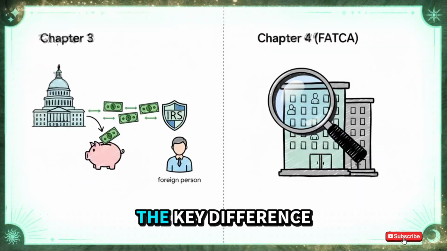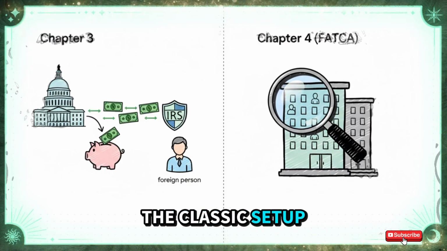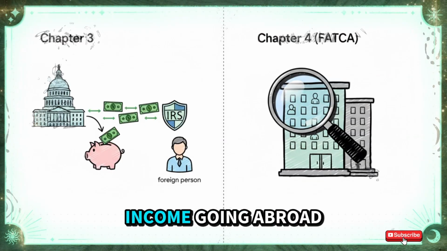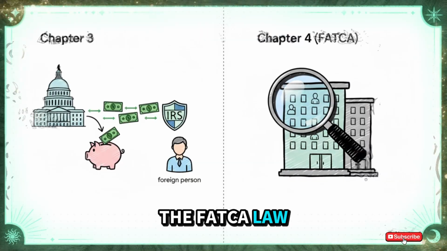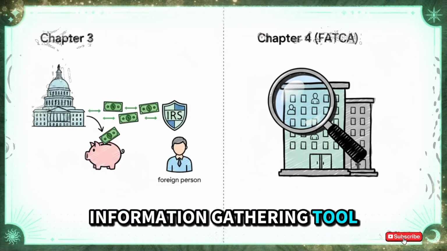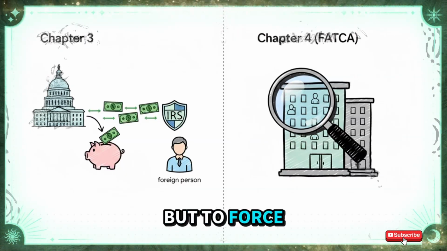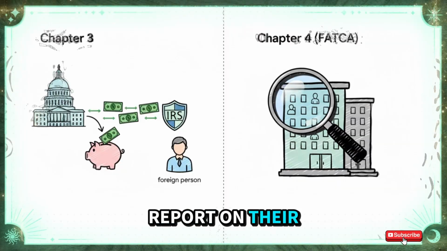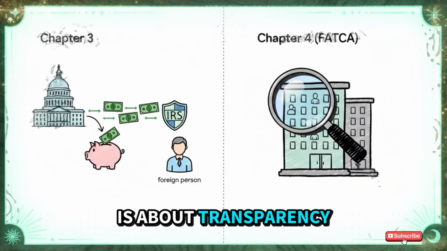Okay, this is the key difference you need to understand. Chapter 3 is the classic setup. It's about collecting tax on U.S. income going abroad. But Chapter 4, which came from the FATCA law, is a totally different beast. It's really an information gathering tool. It uses that scary 30% tax not just to get money, but to force foreign banks to report on their U.S. clients. So one's about tax, the other is about transparency.